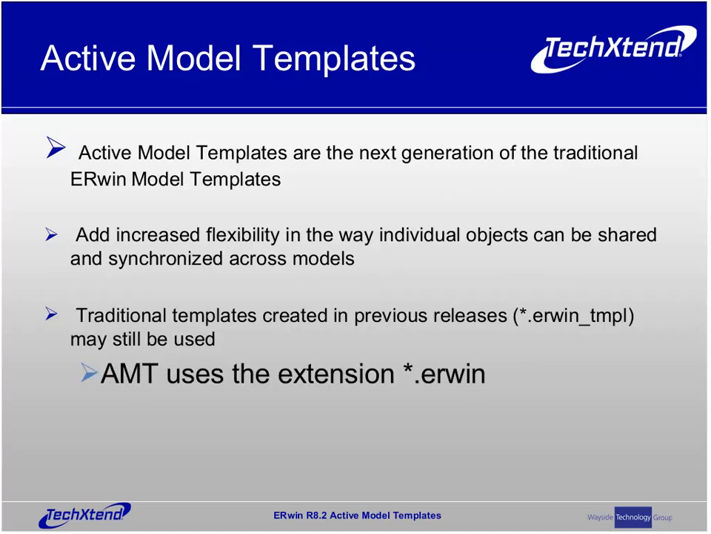So active model templates are the next generation of the traditional ERwin templates we've used in the past. One big differentiator is that in the past, when you created a template file, you had to take a certain ERwin model and save it as a separate type of model, an ERwin_TMPL file, which was simply a template file. Now with active model templates, these are simply .ERwin files.